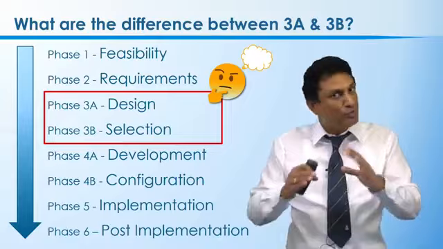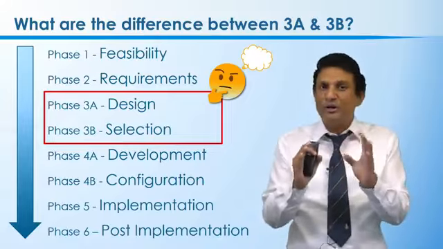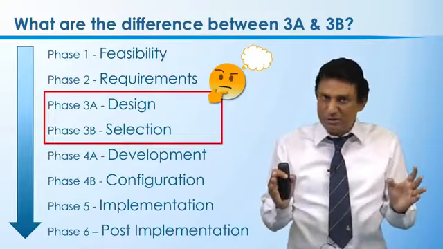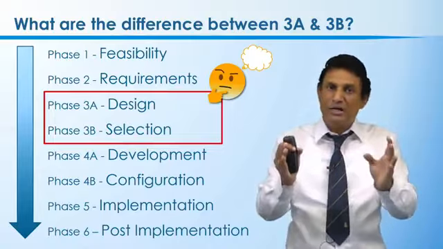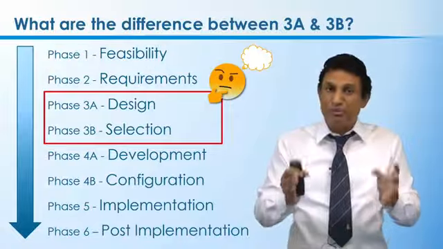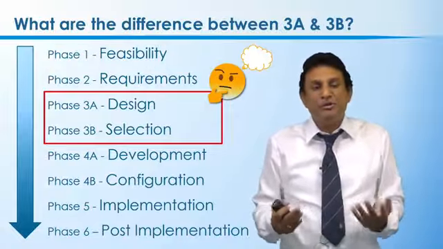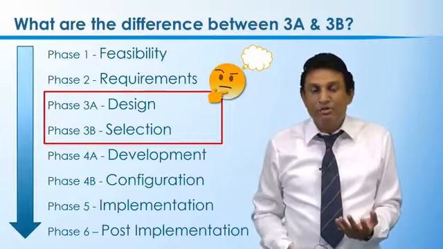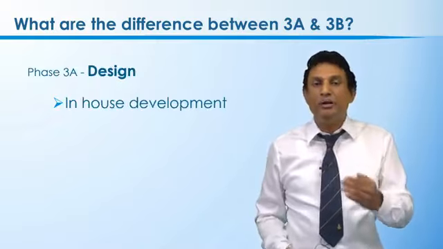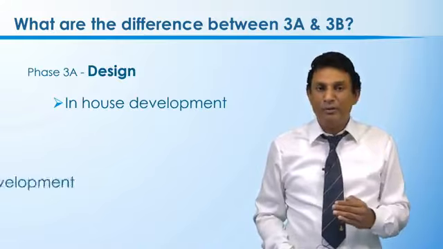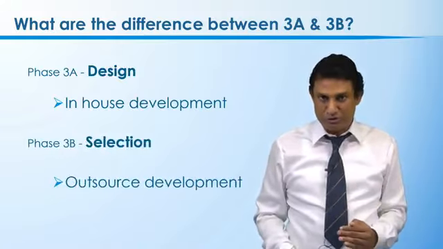And the last one is there's no package, your system is very unique, something like financial technology, so you ask someone else to develop the system, a brand new system, and give it to us. So these are different ways. Now what's the difference between 3A and 3B? 3A means basically we develop in-house, and 3B means we outsource the system development.